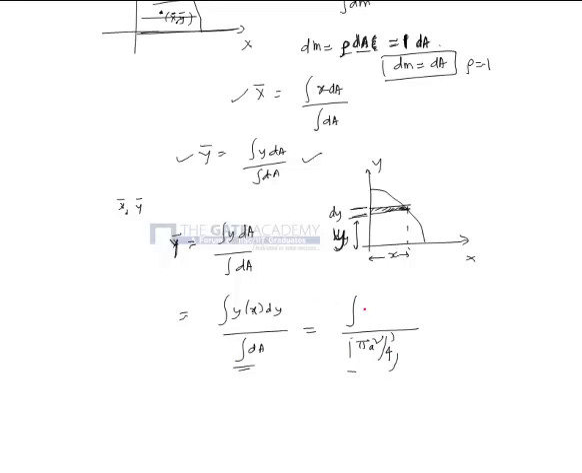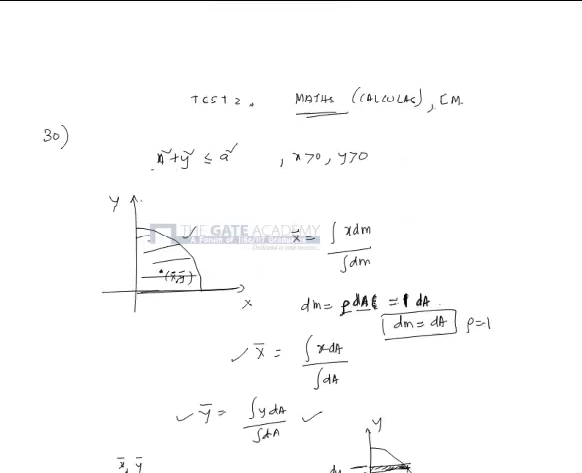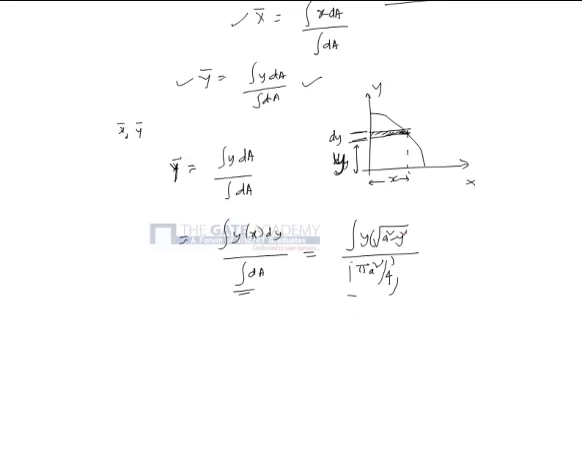Now x in the top integral, I can use the circle equation, which is x square plus y square is equal to a square. So x square will be a square minus y square, into dy, and this varies from 0 to a. I need to evaluate the top integral. For that I substitute y as a sin theta. So dy will be a cos theta d theta, and as y varies from 0 to a, theta varies from 0 to pi by 2.